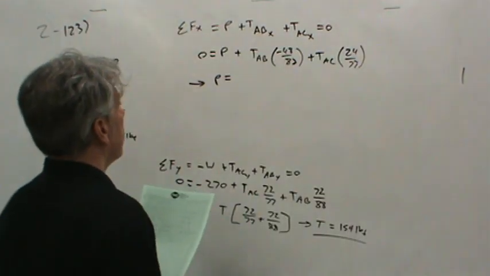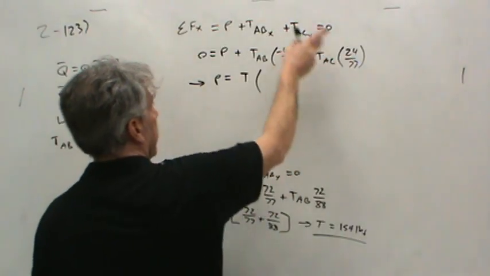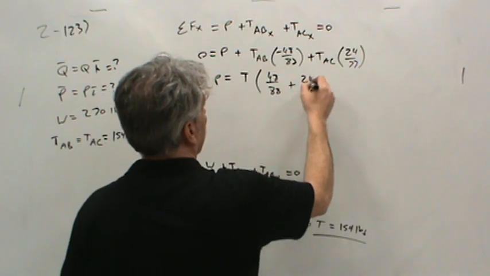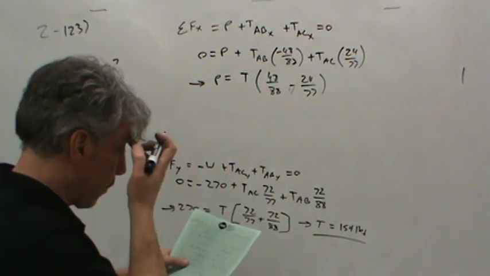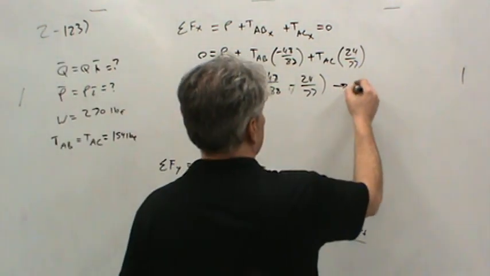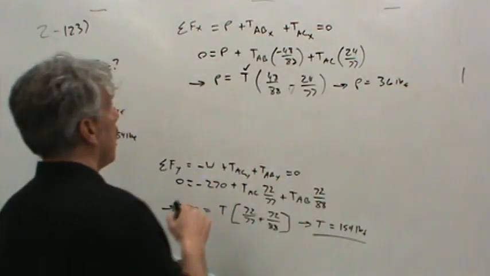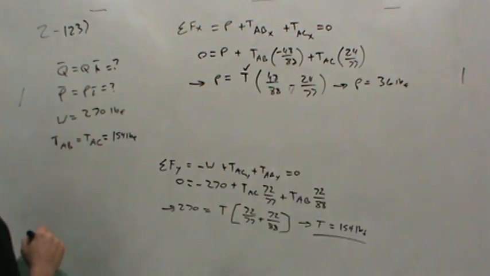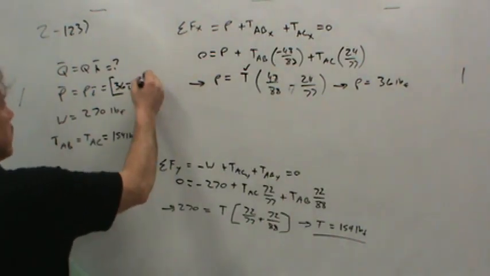Now, if I put P on one side and these on the other, I can factor out the tension. Notice what I'm doing is taking these terms to the other side, and I would have 48 over 88 minus 24 over 77, because I moved this term to the other side as well. Now, since I know the value of the tension in the rope at 154 pounds, I can say then that the force P must be 36 pounds, just solving that. Okay, just multiply 154 times those difference of fractions. And so that means that this is 36I pounds force.